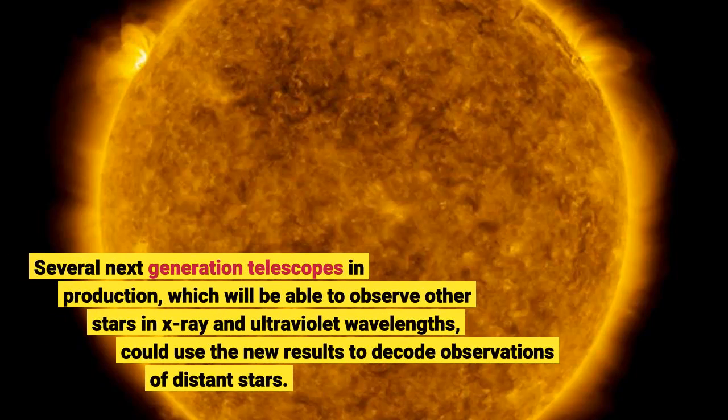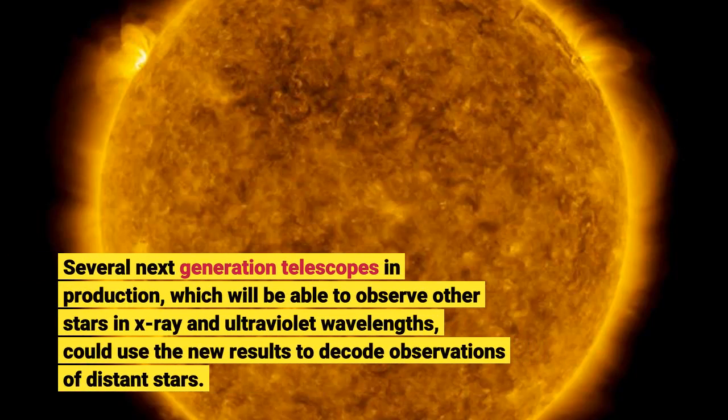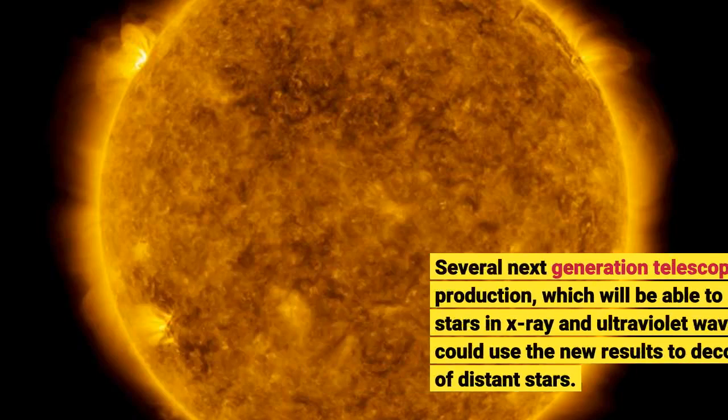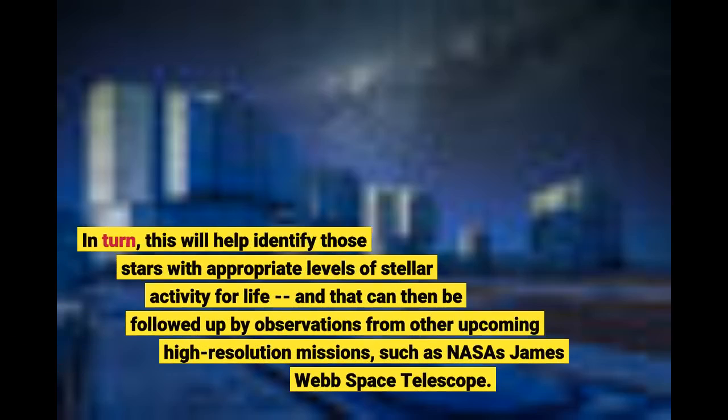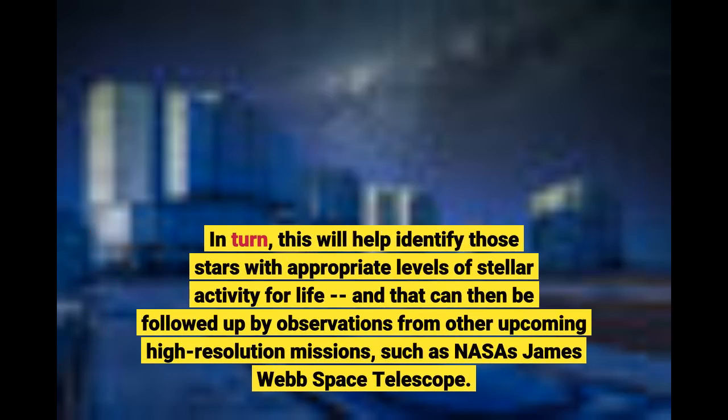Several next-generation telescopes in production, which will be able to observe other stars in X-ray and ultraviolet wavelengths, could use the new results to decode observations of distant stars. In turn, this will help identify those stars with appropriate levels of stellar activity for life, and that can then be followed up by observations from other upcoming high-resolution missions, such as NASA's James Webb Space Telescope.